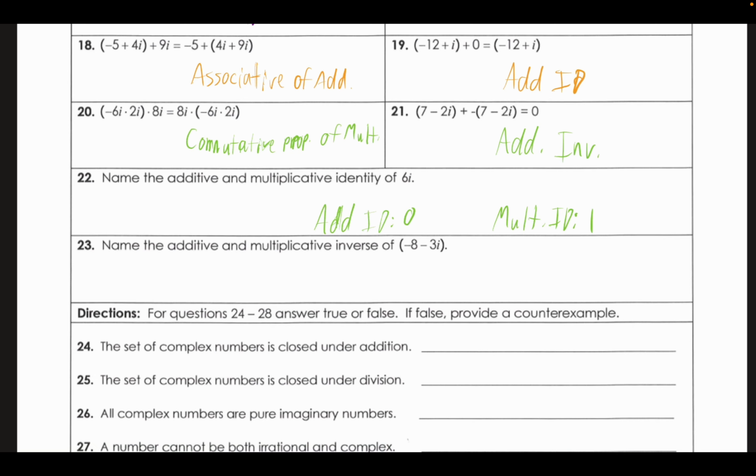Name the additive and multiplicative inverse of negative 8 minus 3i. So additive inverse means that you change the signs. It's the opposite sign. So additive inverse here would be 8 plus 3i. Whereas the multiplicative inverse would be the reciprocal, or 1 over negative 8 minus 3i. And whether you have the parentheses there is optional.